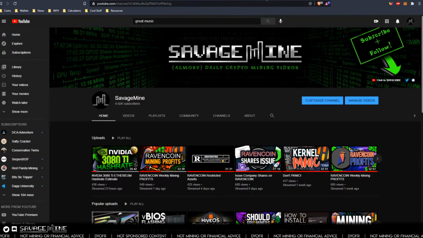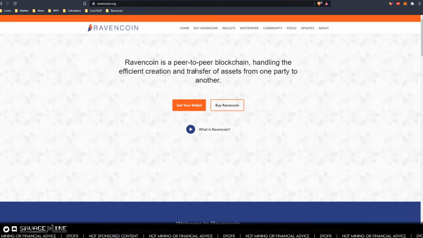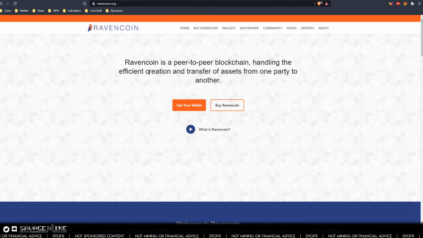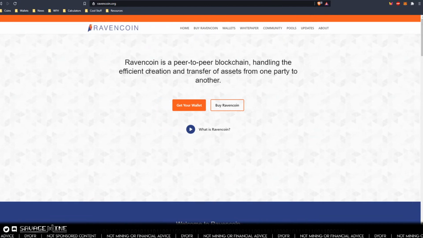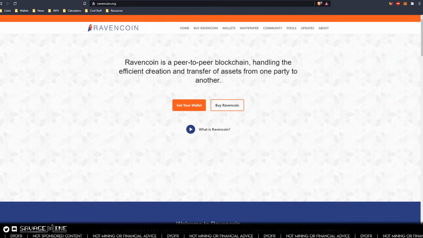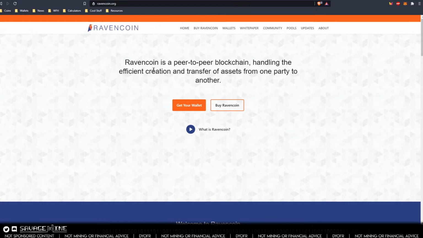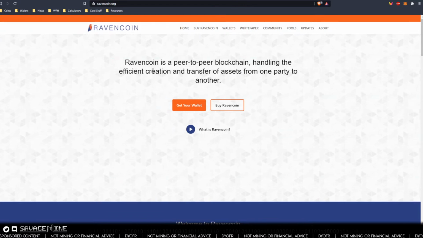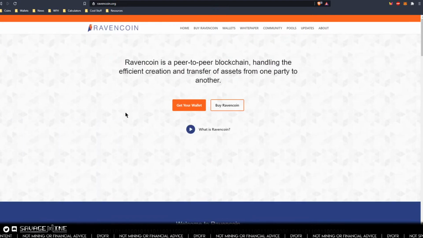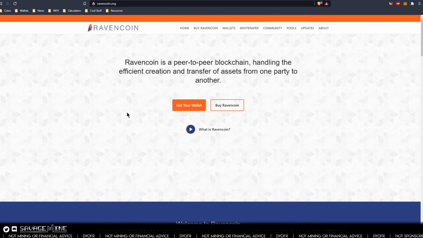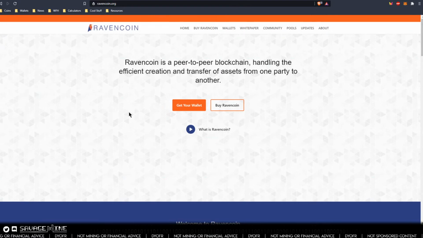So let's talk about Raven first real quick. If you're not familiar, Ravencoin is a peer-to-peer blockchain handling the efficient creation and transfer of assets from one party to another. It's been their focus since the beginning. I believe it was in early 2019 that they enabled this capability with STOs, or at least started working on it and got it implemented pretty quick. Basically, you were able to issue an STO on Ravencoin way back then.